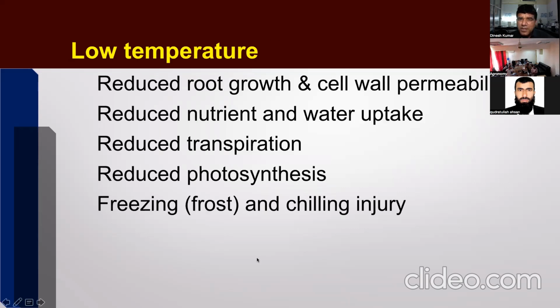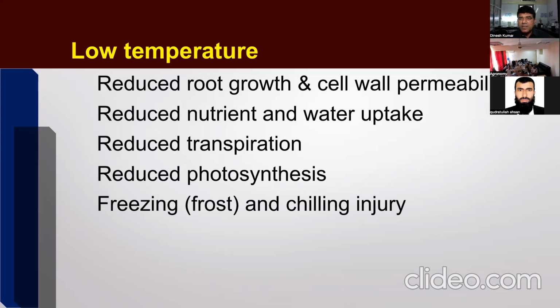Now, what happens if your temperatures are very low? Crop growth and cell wall permeability are reduced, so nutrient and water uptake are reduced. I already discussed that because of reduced microbial activity and reduced cell wall permeability, reduced transpiration is also there at low temperature, reduced photosynthesis, and freezing and chilling injury. Freezing and chilling injury can also happen if your temperatures are low.